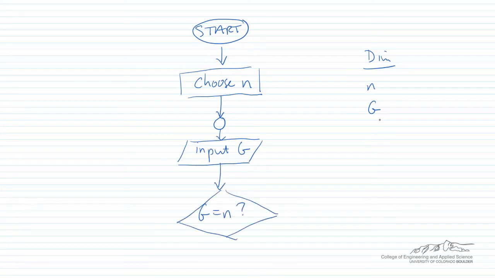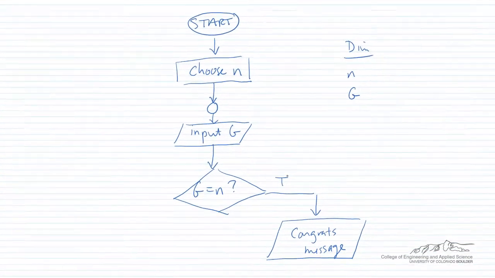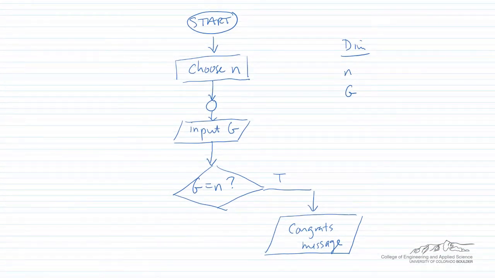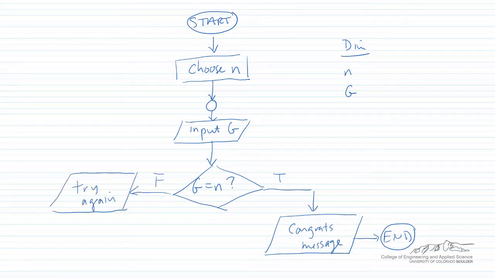If the guess, G, equals the number, then we exit. And we might display some sort of congratulations message. And we end. However, if the guess is false, we'll have a message that'll say something like, try again. And this will loop back up to before they input the guess.